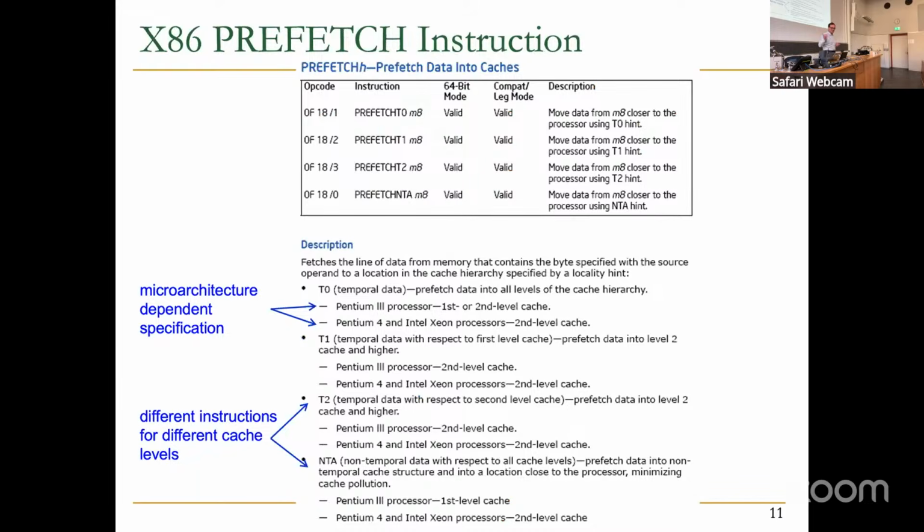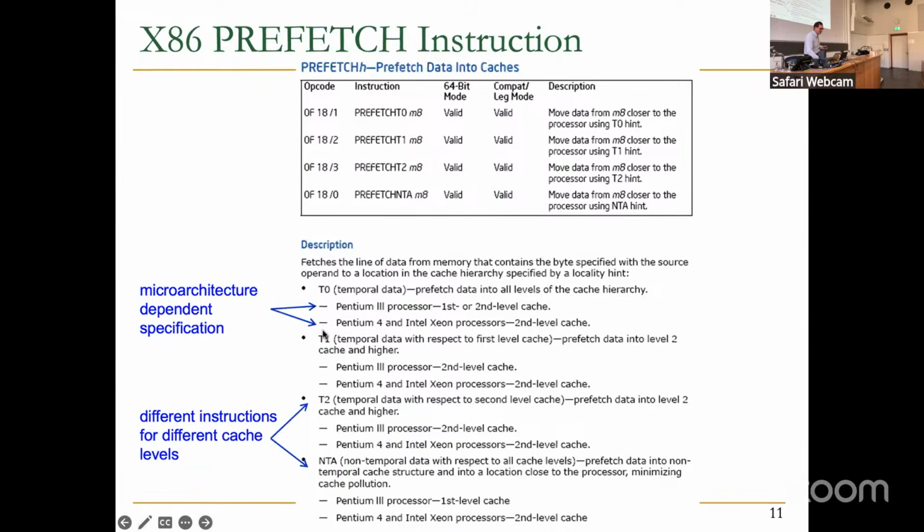Okay, so this is the x86 prefetch instruction. They have special prefetch instructions. This is one version of x86. And you can see that there are multiple versions of the prefetch instructions. And unfortunately, the explanation, or at least the description, is not very nice. Basically, the idea is to prefetch some value into some place, right? Move data, for example, if you look at the description, move data from M8, which is a location, closer to the processor using the T0 hint. Then you go back and look at what is the T0 hint.